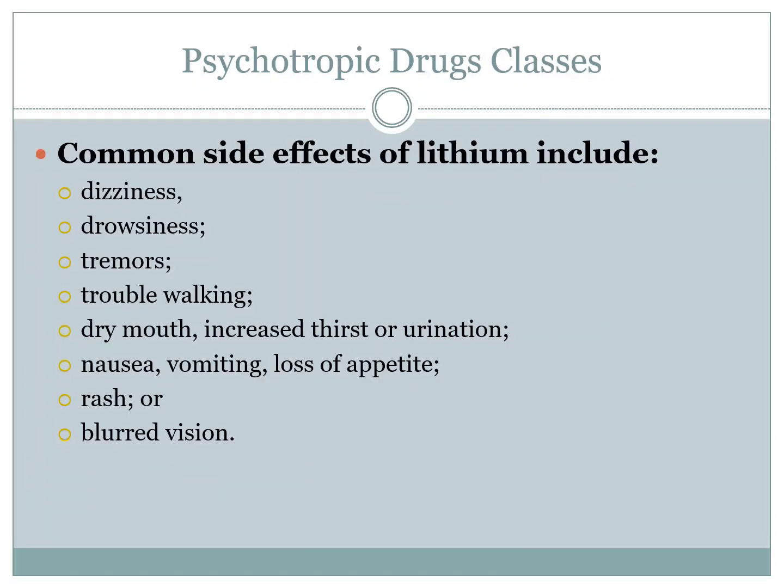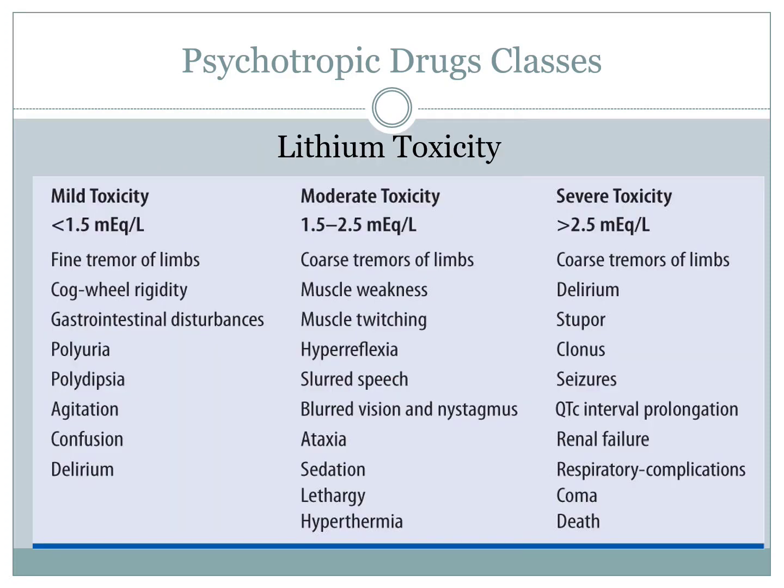The common side effects of lithium are dizziness, drowsiness, tremor, difficulty in walking, dry mouth, increased thirst, urination, nausea, vomiting, loss of appetite, rash, or blurred vision. In case of toxicity, when the level is more than 1.5, these symptoms can be seen: fine tremors of limbs, cogwheel rigidity, polyuria, polydipsia, agitation, confusion, and delirium. When it is more than 2.5, delirium, stupor, clonus, seizure may ensue. QTc interval prolongation can be seen. Renal failure may occur. Respiratory complications may occur. Eventually, coma or death are the common consequences of lithium toxicity.